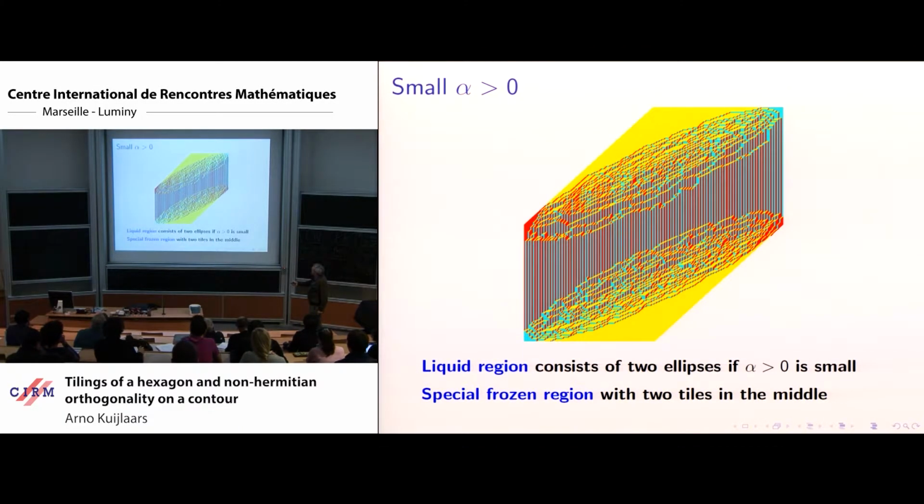And in between, there's a frozen region, but this frozen region is special in the sense that it consists of two tiles, right? Usually here on top and the bottom, for example, you have only one possible tile in the frozen region. Here you have a frozen region consisting of 2 out of the 3 possible tiles, right? And it goes from left to right here.